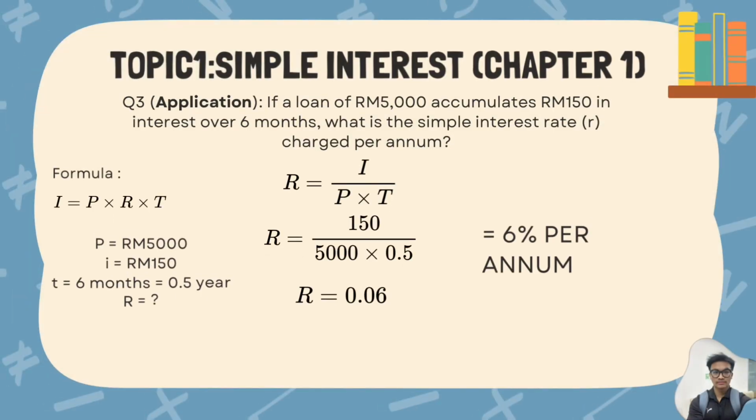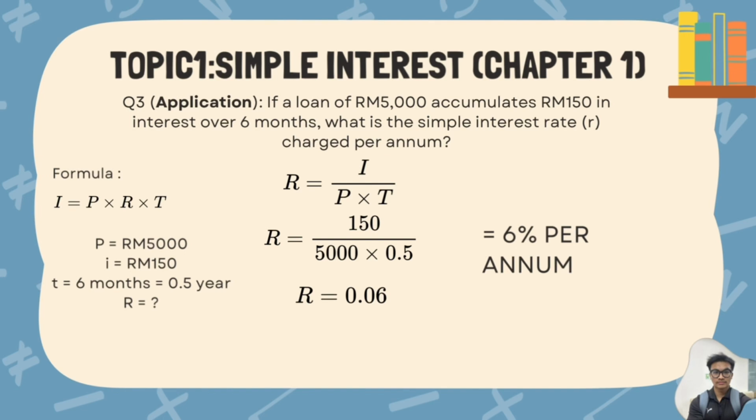Question 3, Application. If a loan of 5,000 ringgit accumulates 150 ringgit in interest over 6 months, what is the simple interest rate R charged per annum? So, we use the formula I equals PRT. We already have P, which is 5,000 ringgit, and interest I, 150 ringgit. The time is 6 months, which is equal to 0.5 year.